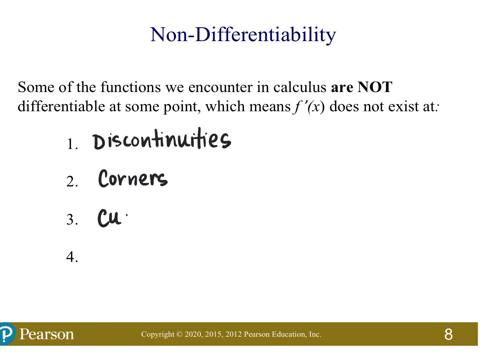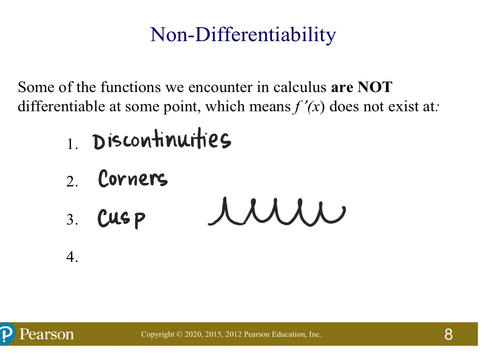We have something called a cusp. A cusp, I think of it kind of like a wave. It's like where one side of the graph is coming up like this and the other side of the graph is going down like that. That would be considered a cusp. So it's the peak of two waves.